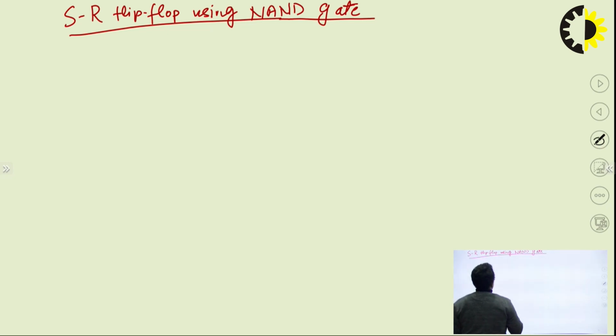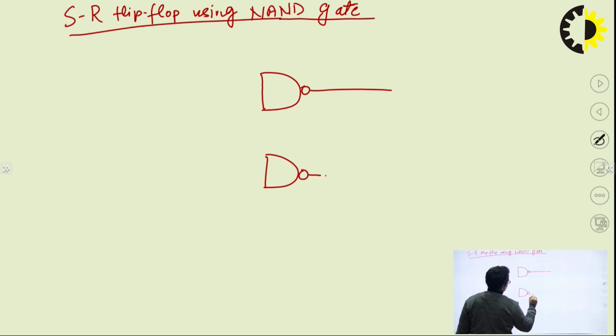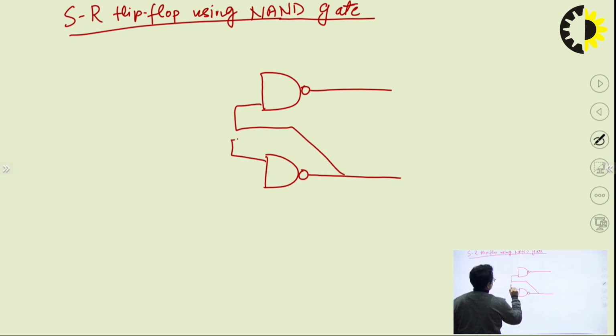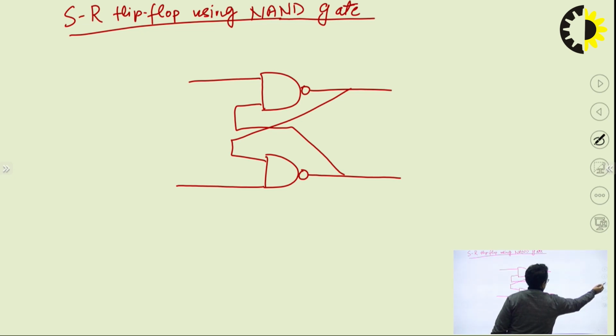So for this, let us try to first draw the latch, SR flip-flop or SR latch using the NAND gate. So it will be something like this. We have discussed this in our last class also. So here it is something like this. So this is the case that we have discussed in our last class also.